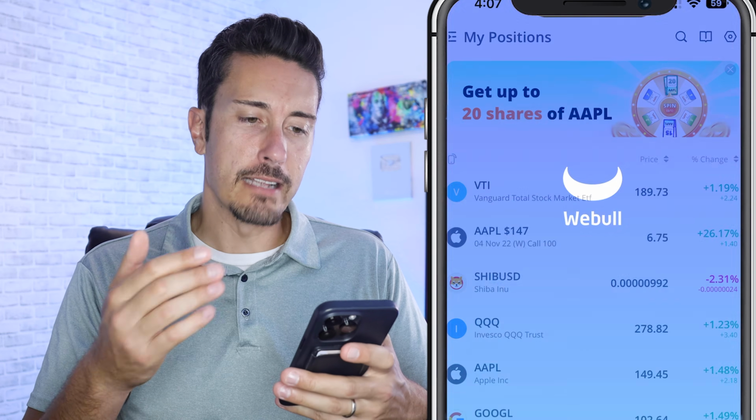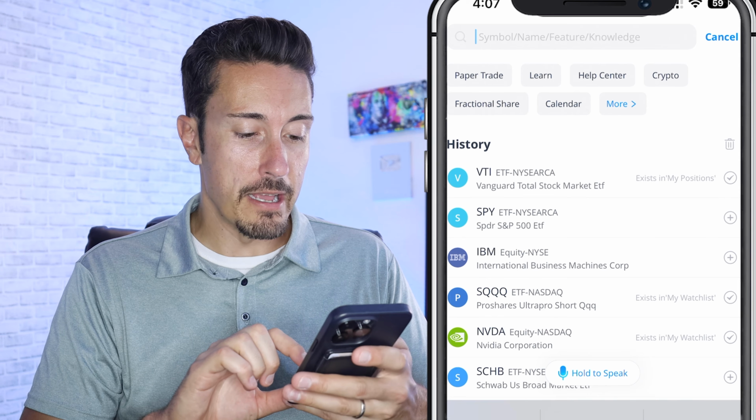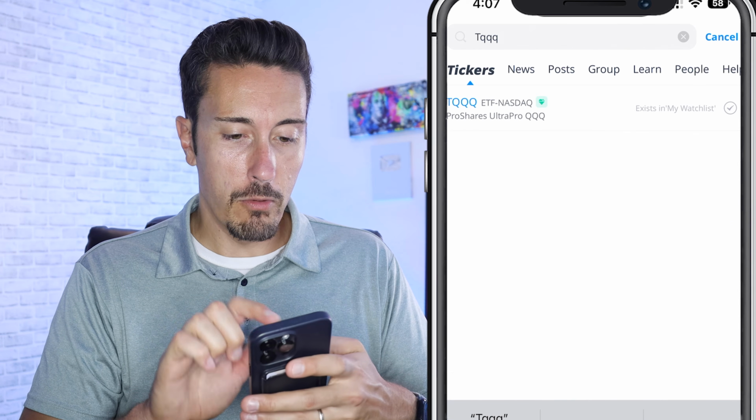Now, while we wait for our money to go up and down and see what actually ends up happening here, let's take a look at the app. Shorting stocks in the Webull app is very similar. All we have to do is go over to the search bar and we're going to do the same thing. TQQQ. And we're going to click on here.